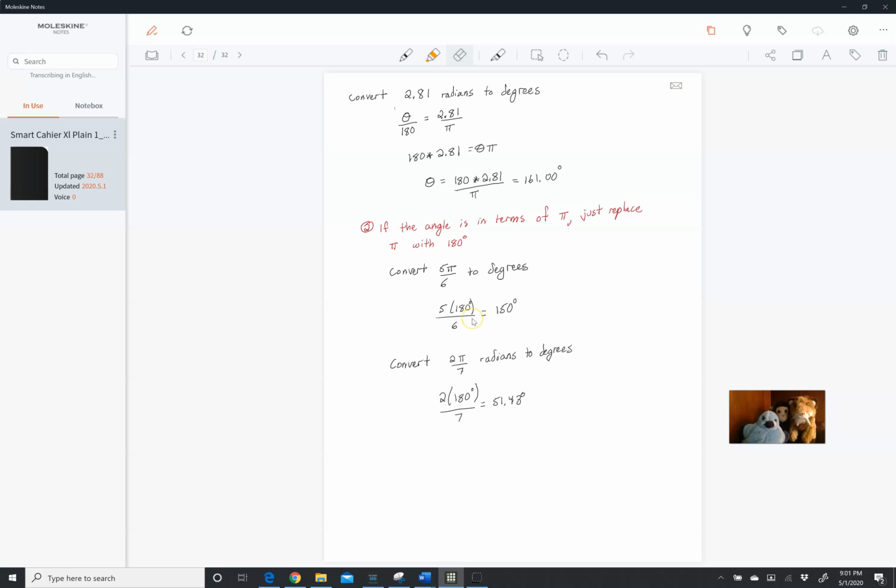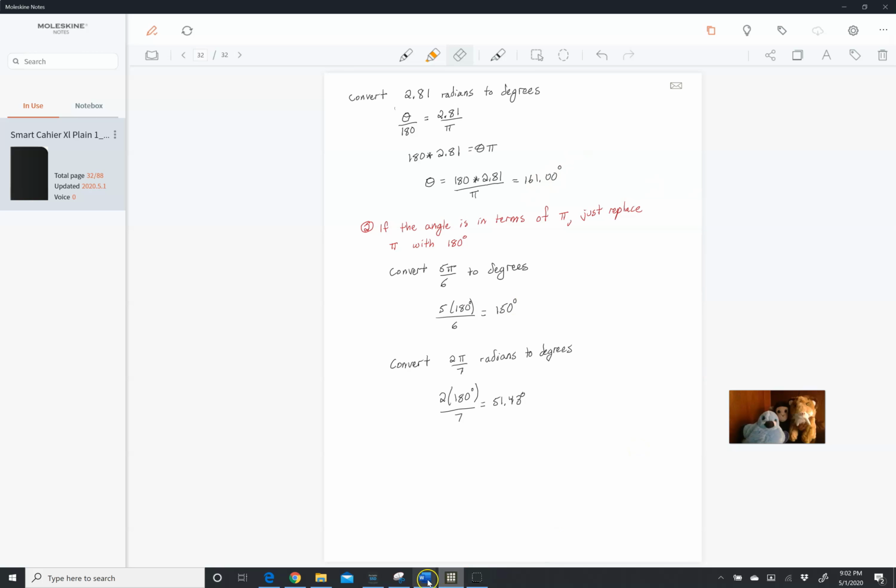And a lot of times you're going to be converting from degrees to radians. Sometimes you'll be converting from radians to degrees. There are going to be times when you're more comfortable working in degrees, so you're going to find the angle in degrees and then convert to radians, or vice versa. But you should be pretty comfortable with both, okay?